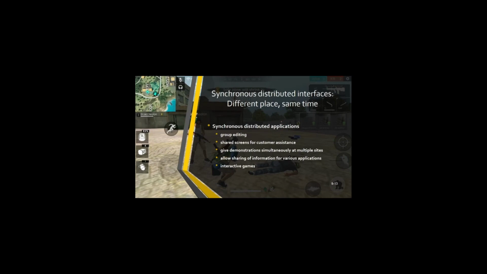We have discussed asynchronous distributed interfaces in the previous slide, so now we move on to the synchronous distributed interfaces. What does synchronous distributed interfaces mean? Anyone have an idea? Okay, the important feature of synchronous distributed interfaces is that the users who want to communicate on the platform are in different places but they want to communicate at the same time.